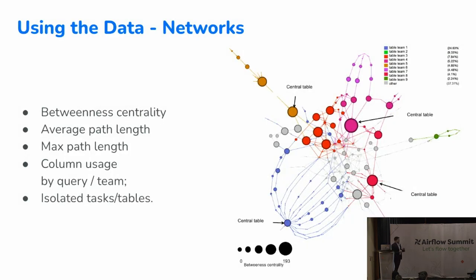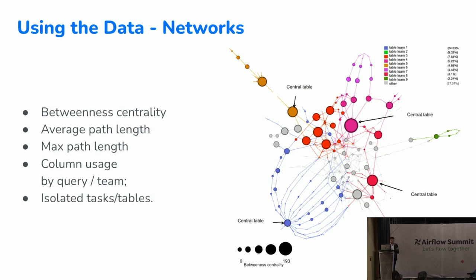Another way of looking at this, or another way of analyzing it, which is my preferred way, is networks. Networks, as I mentioned before, allow you to check for betweenness of centrality, which are, in this case, the big nodes. The bigger the node, the more central the node is to the network. And when you map this, you can actually see that some nodes are very central. In this case, they're fact tables, or they're just tables. So everything depends on those. They're getting columns from there. They're getting data from there. And what happens is that they become central points of failure.